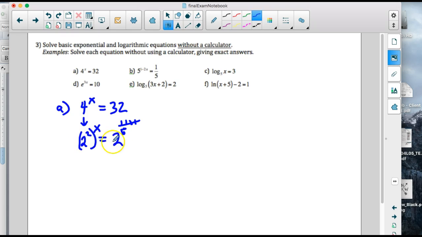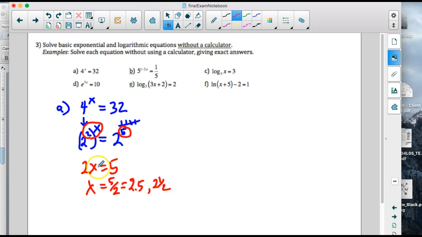So that means that now that we have the same bases, the exponents have to be the same. So the exponent here is 2x, and the exponent here is 5. So that's going to be 2x equals 5, because the bases are the same. So x is 5 divided by 2, and that would be fine to leave as a fraction, or if you want you can write 2.5. Any one of those answers is correct for part A.